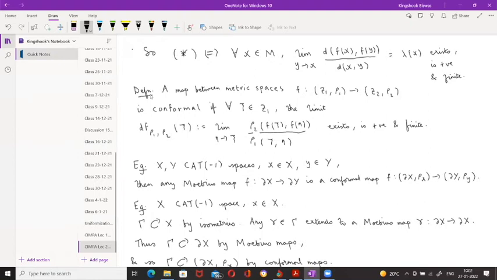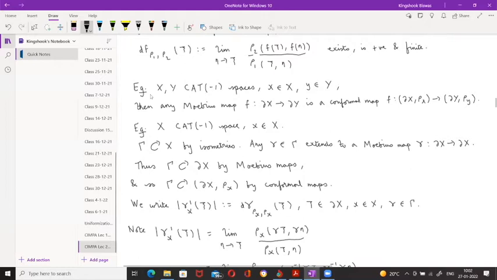So in particular, if X is a CAT(-1) space and little x is a point in X, and if Gamma is a group which acts on X by isometries, then I know that isometries of CAT(-1) spaces extend to Mobius maps between the boundaries. So any little gamma in capital Gamma extends to a Mobius map from boundary X to boundary X, and Mobius maps are conformal. So that means that Gamma acts on the boundary by Mobius maps, and therefore Gamma acts on the metric space (del X, rho x) by conformal maps. So if you have an action on a CAT(-1) space by isometries, that gives you a conformal action of the group on the boundary of the CAT(-1) space.